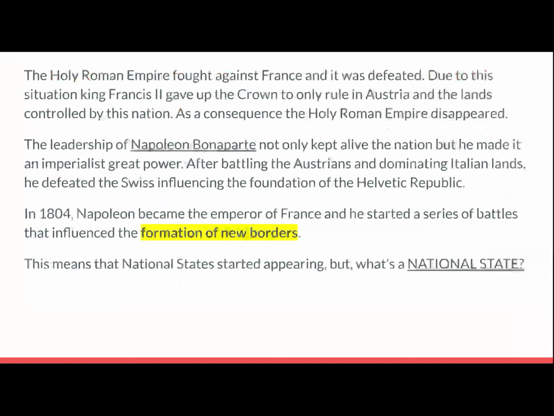Now, here we have a small text that I will encourage you to pause so you can read it. And then I also need to tell you that you can find this in your LBS page 53. So go ahead, pause the video, and read the text.